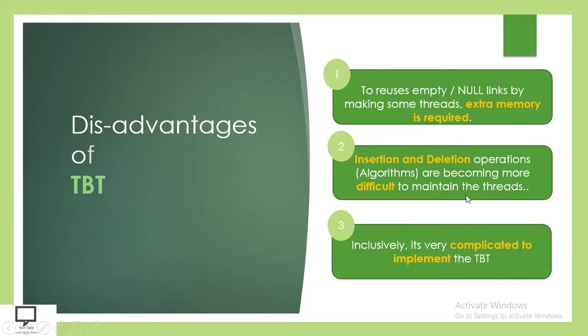And the last disadvantage is inclusively that, to maintain the extra memory and the threads, it becomes very complicated as far as the implementation of the threaded binary tree is concerned. So by considering all these things, we will continue with the details of the threaded binary tree, its representation, its types, its structure, and how the operations are performed on a threaded binary tree in the next coming videos.